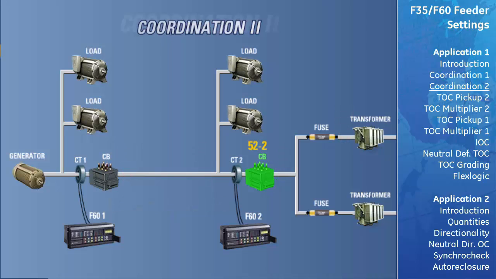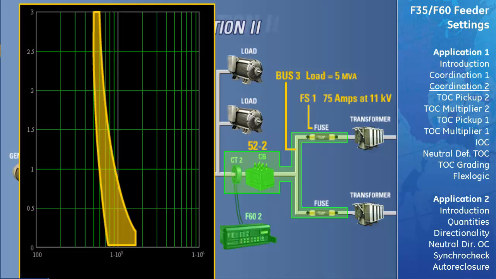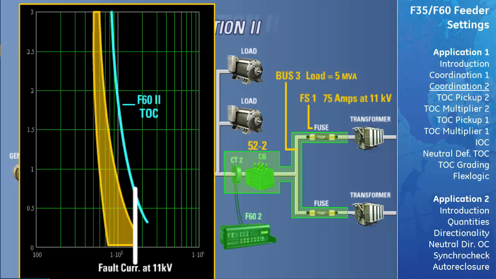Let's go further. As stated earlier, we should start with the zone of protection furthest from the source, and so we will start with the relay F60 II. The load on bus 3 is 5 MVA. The overcurrent protection elements of relay F60 II must be coordinated with the highest rated fuse on bus 3, which is FS1. The operating characteristic of FS1 is 75 amps at 11 kilovolts. FS1's thermal damage curve is as shown.